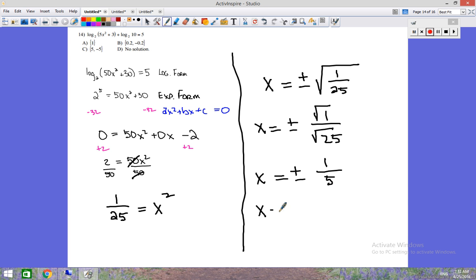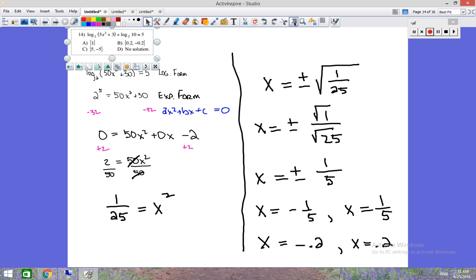So we're getting negative 1/5 and positive 1/5 as decimal numbers. That is negative 0.2 and positive 0.2. We see that as a choice, but we also see no solution. What happens if both of these didn't check? So let's come over here and check these to make sure.